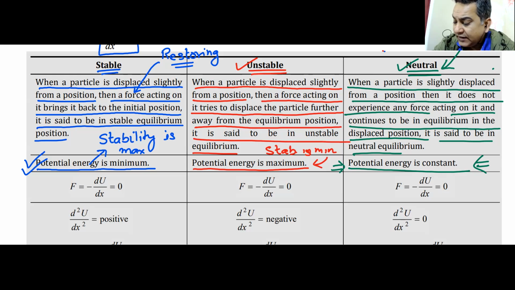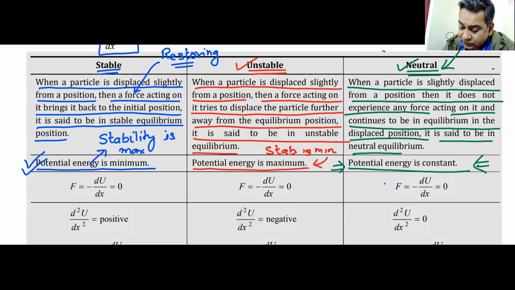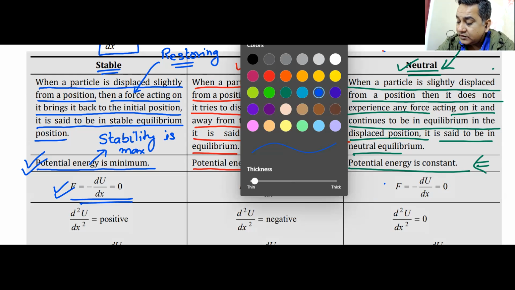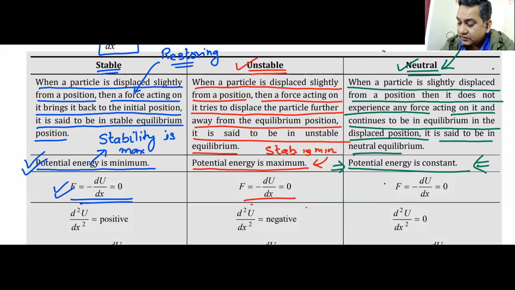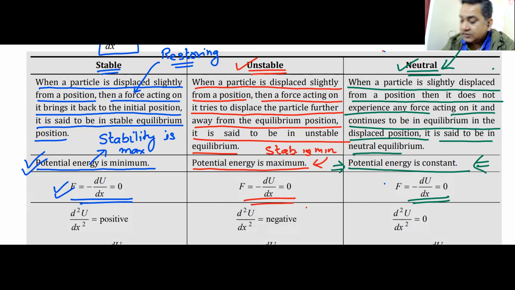Okay, then you move on to the third point. I hope you have written it out. Force has to be 0 in all the three. There is no point of discussion on that. Force, which is the negative gradient, has to be 0 here. It has to be 0 here. And it has to be 0 here as well. There is nothing that we need to understand here.